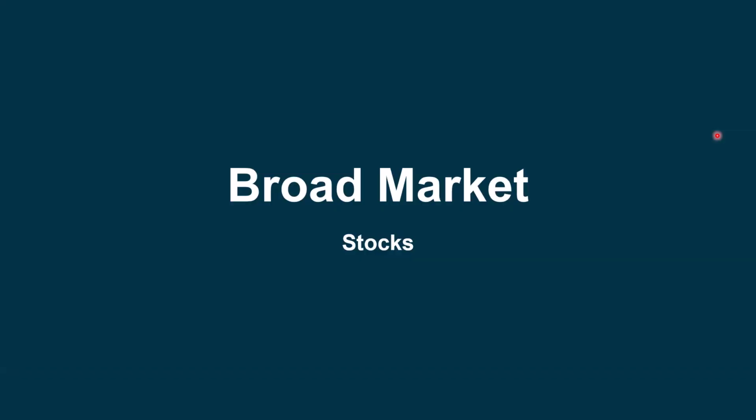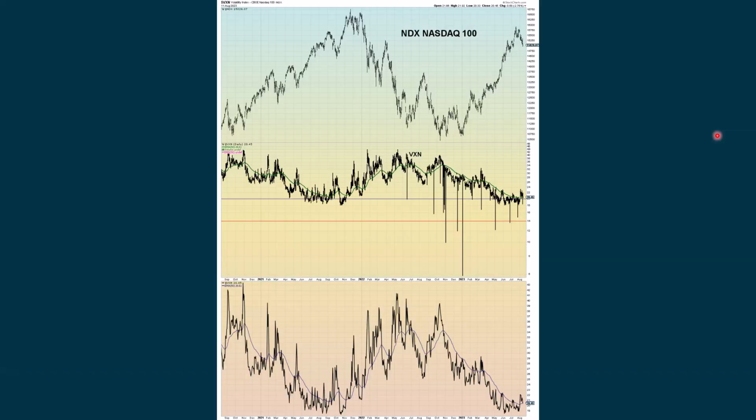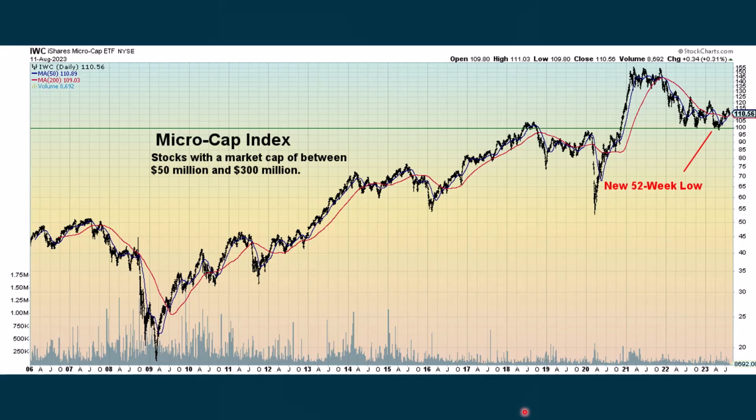Some broad market measures. This is the VIX, where the VIX measures the S&P 500. The VXN looks at the NASDAQ 100. I don't use the upper chart all that much because there's a lot of crazy data on here. I mostly look at the line chart on the bottom where fear is starting to pick up, but it has been dropping off. We keep an eye on the micro caps.